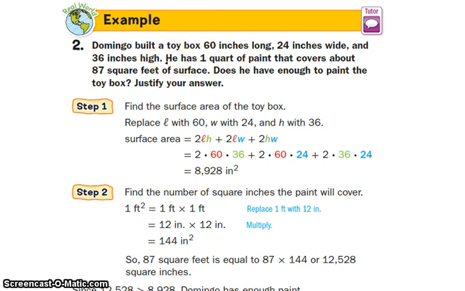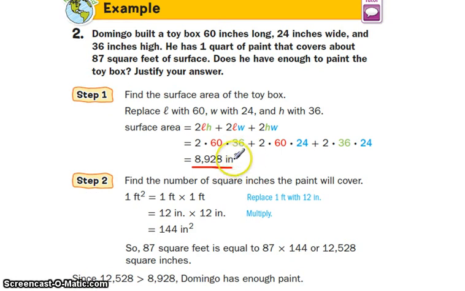And the surface area of the box is 8,928 inches squared. The problem is this is in inches squared, and it gives us how much it can cover in square feet. So we have to convert. This 144 inches squared is how much 1 foot squared is.